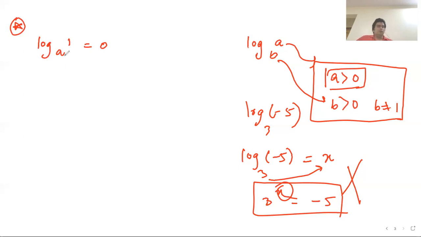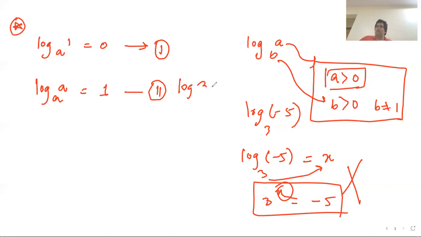Now, the first property is log 1 to any base a is 0. That's property number 1. Number 2 is if you have log a to the base a, it's always 1. So that's property number 2. If you've got log 3 to the base 3, the answer is 1. Log 5 to the base 5, answer is 1. Log 10 to the base 10, answer is 1. That's how you interpret the second property.